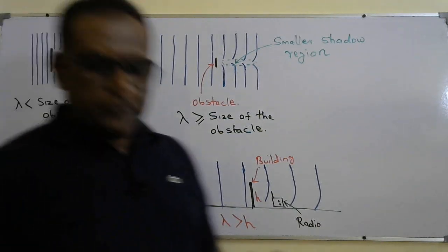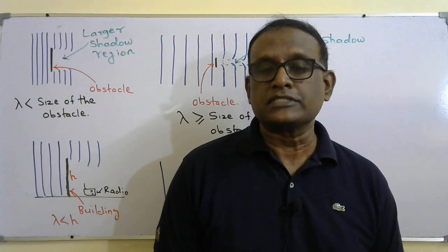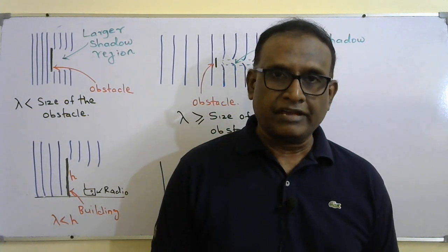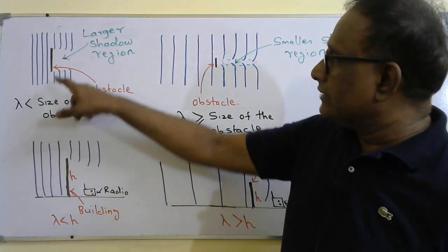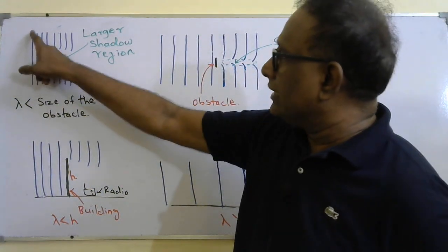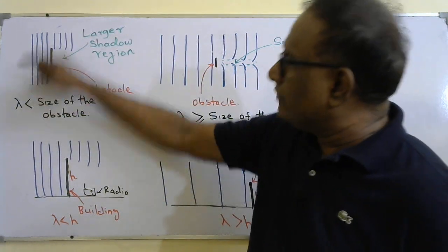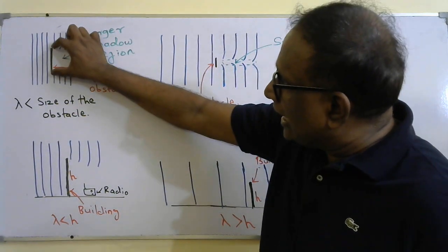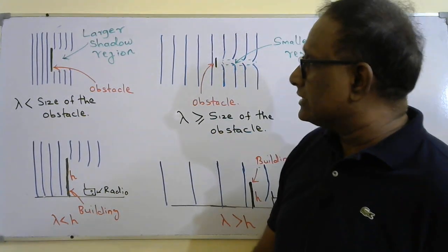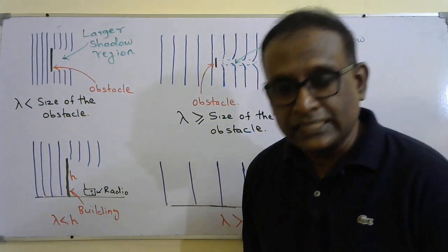Okay, so next thing is about how diffraction happens around an obstacle, and how to compare the wavelength with the size of the obstacle. In the first diagram, there's an obstacle. This is the wavelength. This is the wave, blue color, and black color is the obstacle. Here the wavelength, the gap between the wavefronts, is smaller than the height or size of the obstacle. So what happens is the amount of diffraction will be much less.